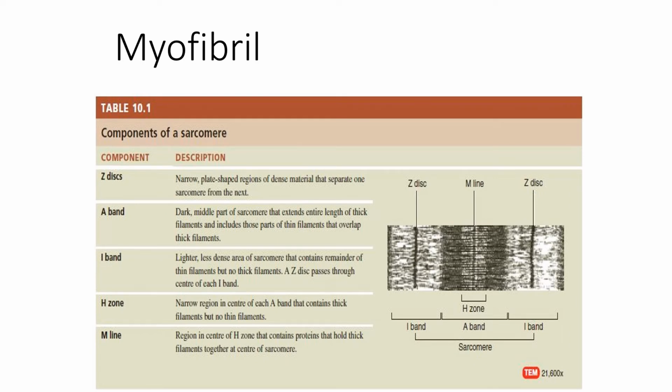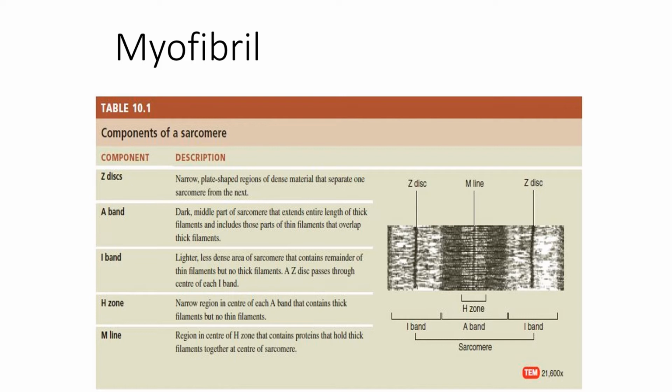So each part of the myofibril has a different name. So the Z disc or line is a coin-shaped sheet of proteins on the midline of the light I band that anchors the thin filaments and connects myofibrils to one another. So it's the joining point between the sarcomeres.